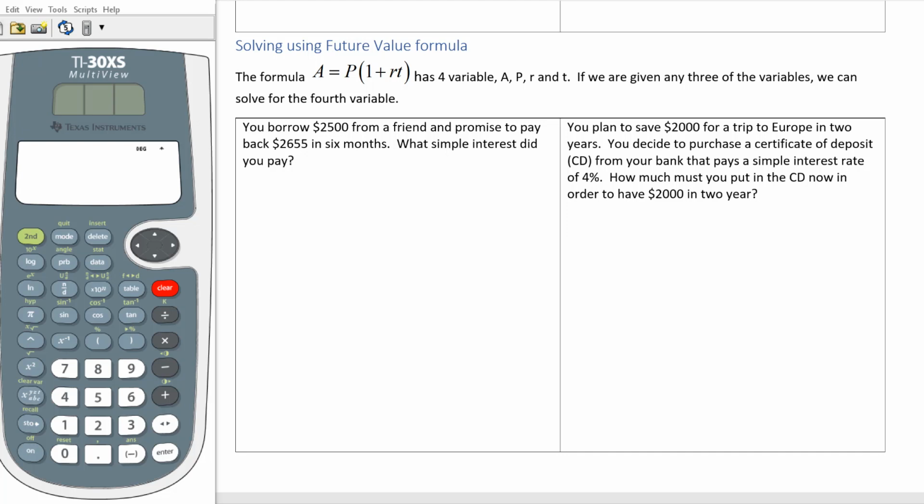So in our last examples, we were always looking for the future value A. But if I'm given any three of the four variables, A, P, R, and T, I can always solve for the fourth variable.